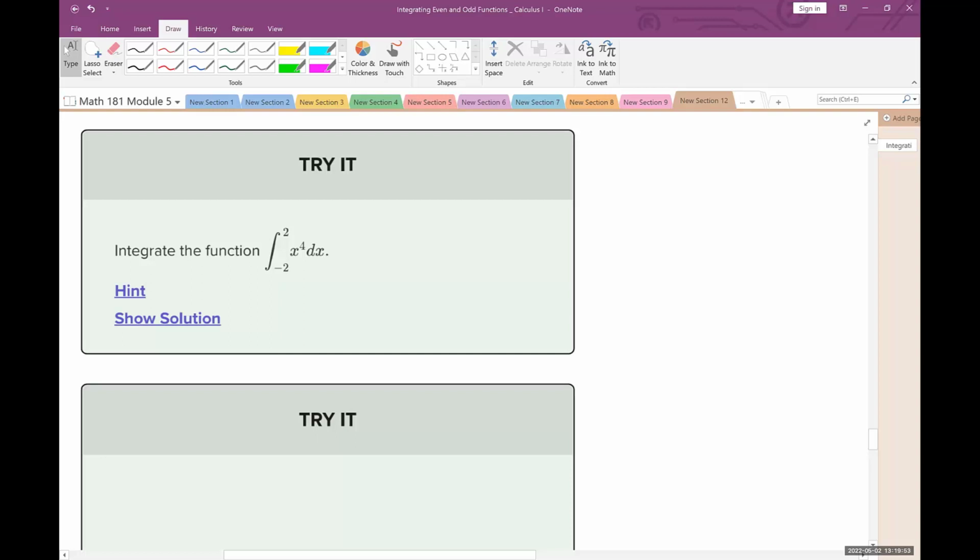Why do you think it's even? If I'm being honest, it's yes. Well, that helps. F of -x is -x to the 4th, but the negative goes away because it's the 4th power, so it's x to the 4th, which is our f of x. So it is an even function.